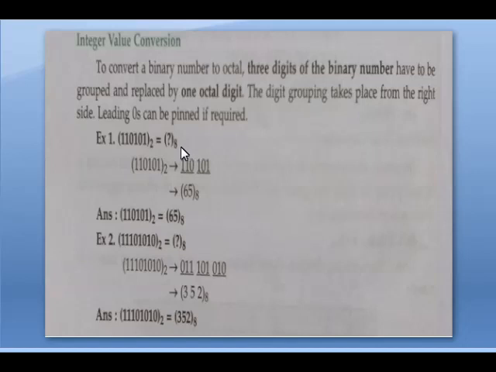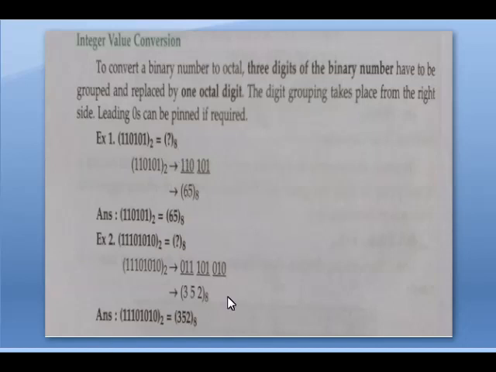Okay. So when you are going for octal number conversion, the numbers you have to keep in mind are 1, 2, 4. So when you group this number, automatically you have to think 1, 2, 4. 4 plus 1 is 5. 1, 2, 4. 4 plus 2 is 6. Okay. The next example you see from right to left.